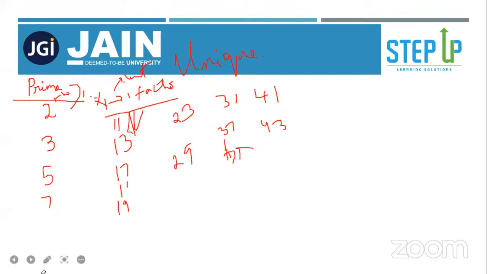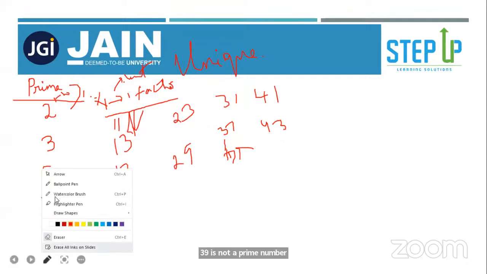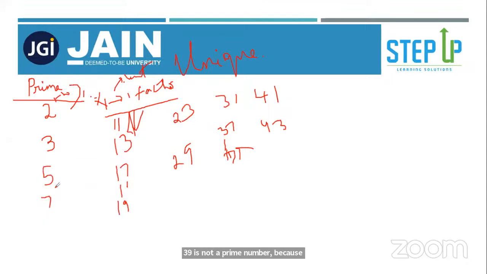39 is not a prime number because 39 has more than two factors. 39 is divisible by 3. 39 is divisible by 13. Prime number means it has only two factors. That means it will divide by itself, the same number, or 1. That is called a prime number. A number which is divisible by itself and 1 is called a prime number.